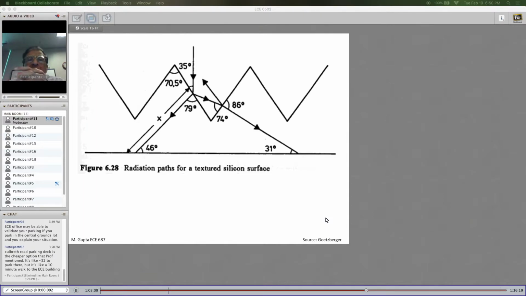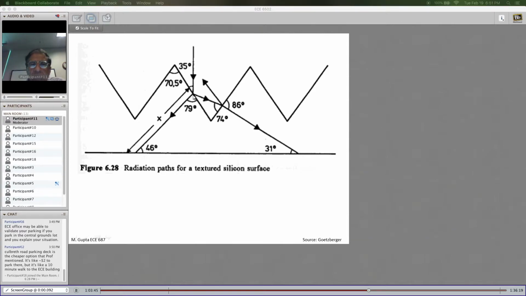Okay, now I'm going to introduce you to another method of reducing the reflection. Instead of having a nice, smooth, polished, shining silicon surface, we can make it a rough, triangular texture on the surface. And then look at what happens to the light when it's incident on this textured surface versus a plain smooth surface.